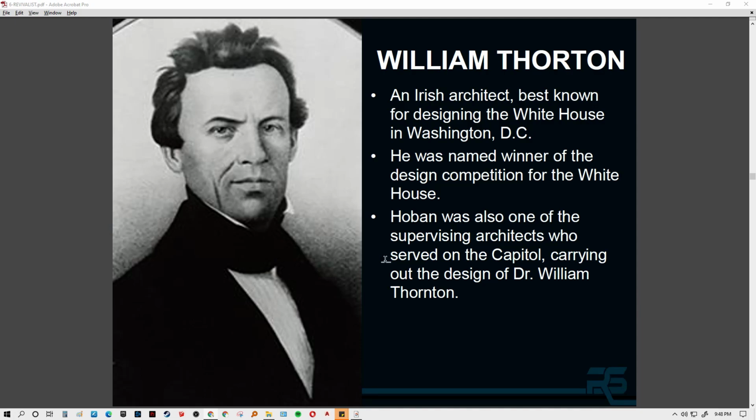Then we have James Hoban, an Irish architect best known for designing the White House in Washington, D.C. He is the winner of the design competition. Hoban was the one who supervised the architects who served in the Capitol and carried out the design of Dr. William Thornton. So there has been turnover in those designs or in these buildings.